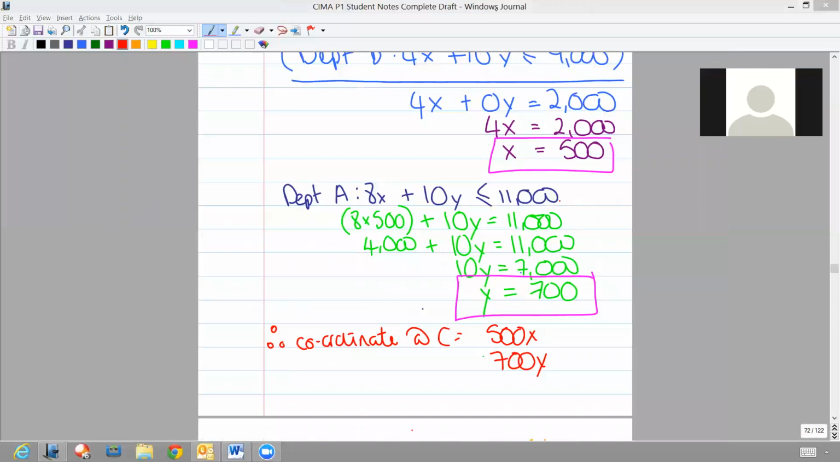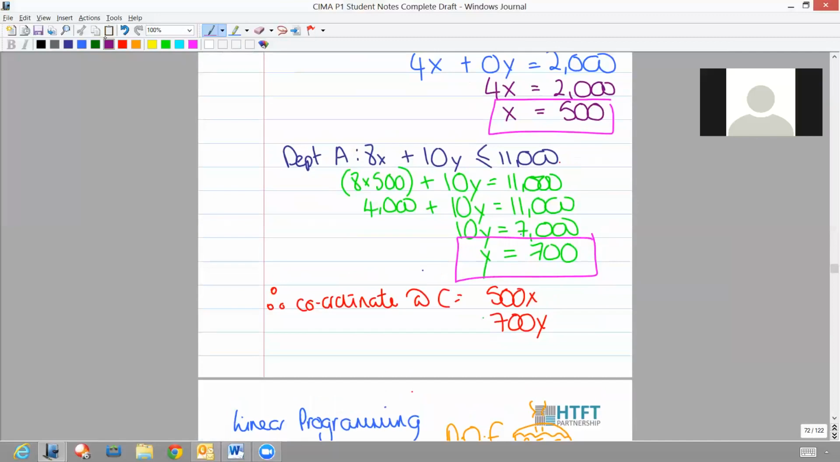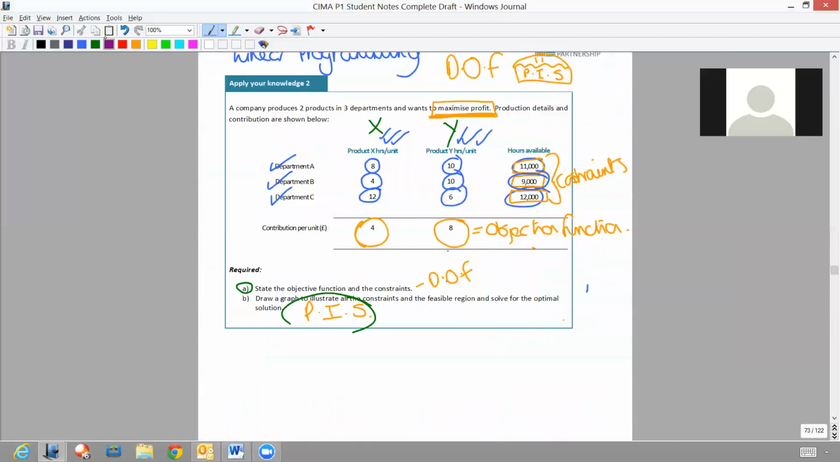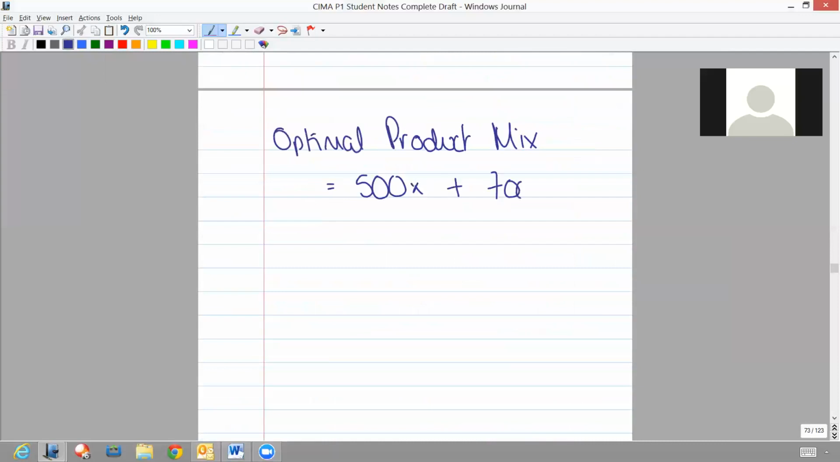So your product mix, given the constraints you've got, should be to produce 500x and 700y. But we need to finish off the question. So what we've done is we've identified our optimal product mix is 500x and 700y. Now, how much contribution can we earn? Because we didn't work in profit, did we? We only had contribution values.